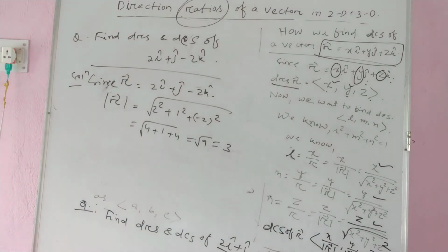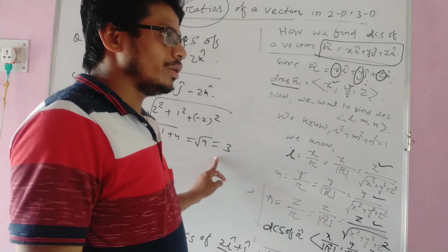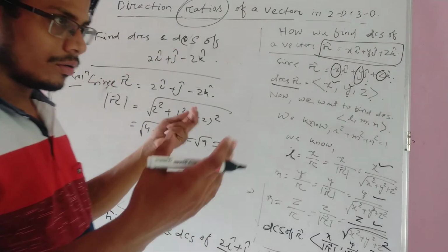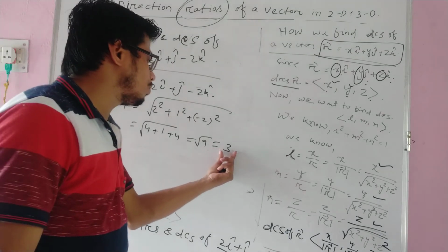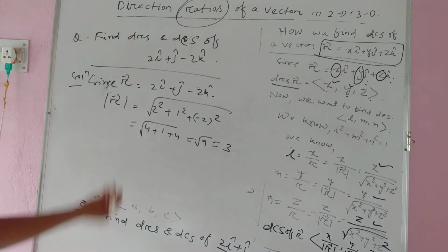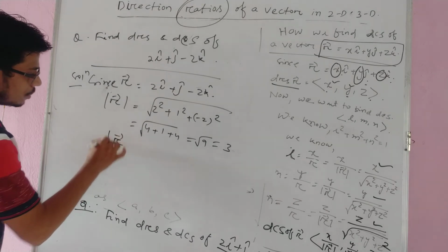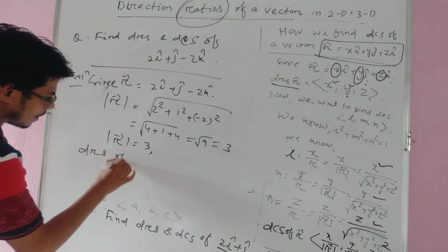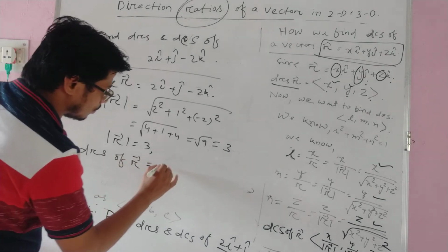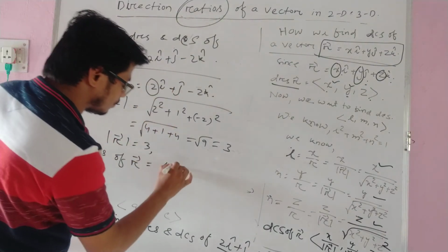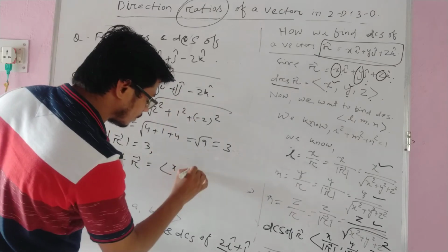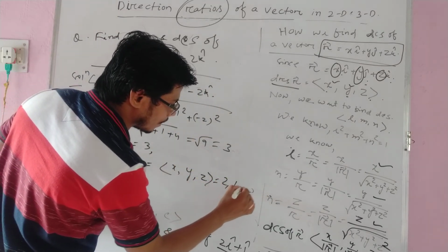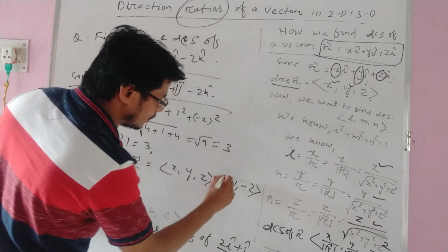Why do we take plus 3, why will we not take minus 3? Because this is a magnitude, a length, and length is always positive, so we take only 3. So the magnitude of r vector is equal to 3. The DRS of r vector is equal to the coefficient of x, coefficient of y, coefficient of z. So 2, 1, minus 2 is the DRS.